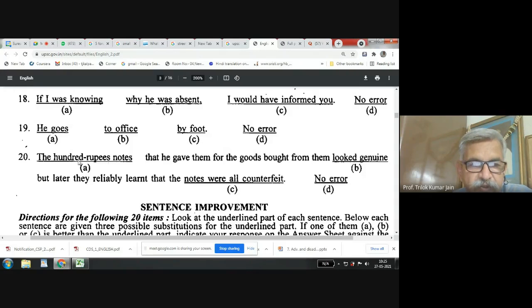The 100 rupees notes that he gave them for the goods bought from them looked genuine, looked as if genuine, but later they reliably learned that the notes were all counterfeit. So the correct sentence is looked as if genuine, looked like genuine.